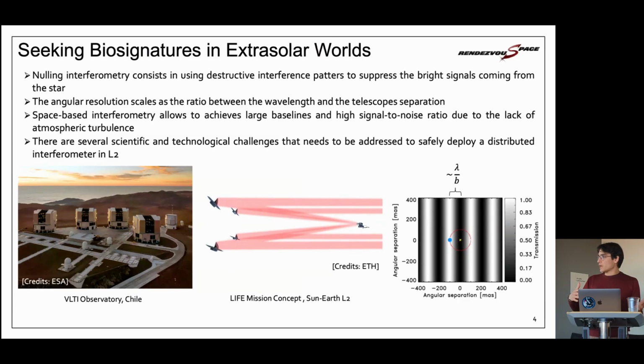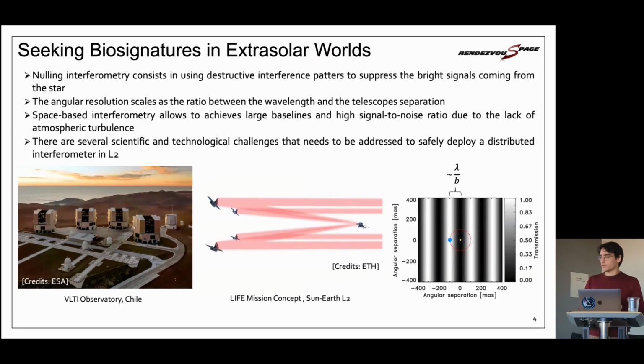This is typically done on ground with large telescopes. As you can see, an example here in the slides, the VLTI Observatory in Chile. Beautiful place, by the way. However, doing these observations on ground has some drawbacks because you need to cope with a very low signal-to-noise ratio due to atmospheric interference. So we want to bring this technology in space.